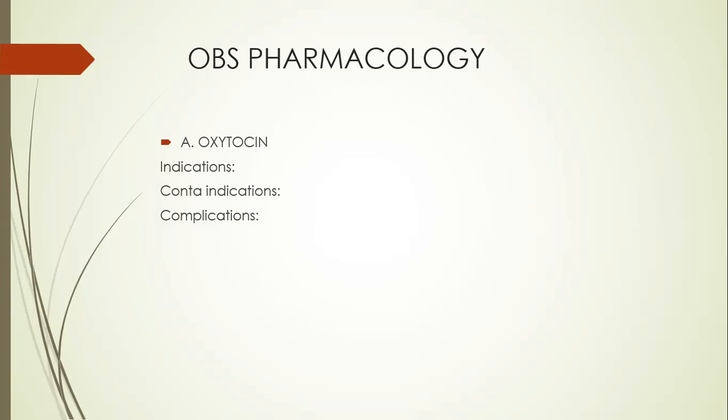What are the causes of primary postpartum hemorrhage? The first cause of primary postpartum hemorrhage is atonicity of the uterus. The uterus won't contract after delivery, so the placenta remains attached to the uterus. The uterus won't be contracting. That is the atonicity of the uterus.